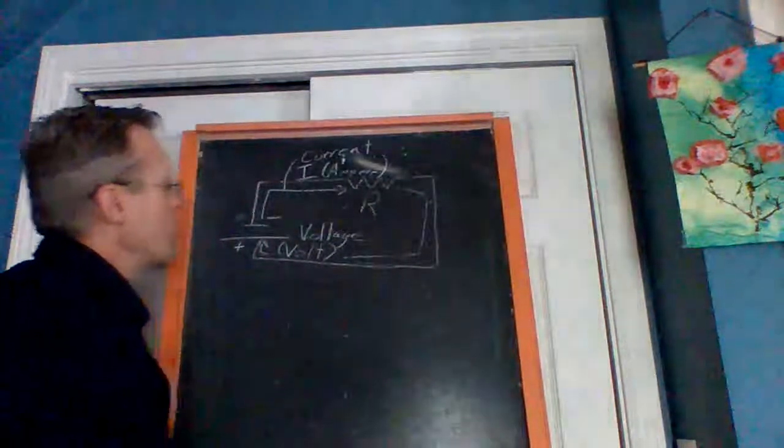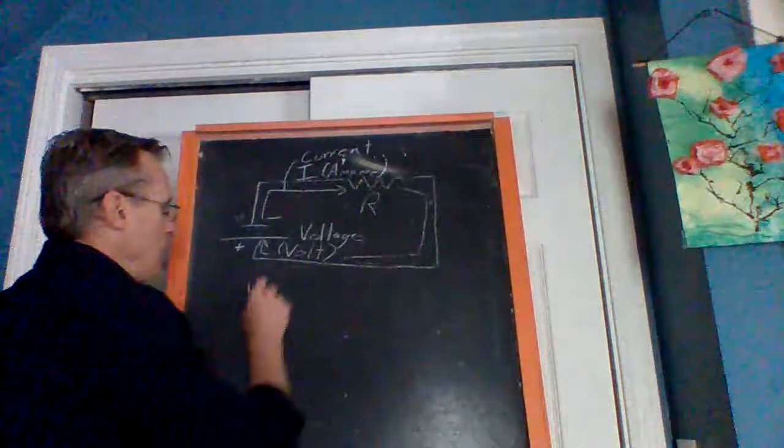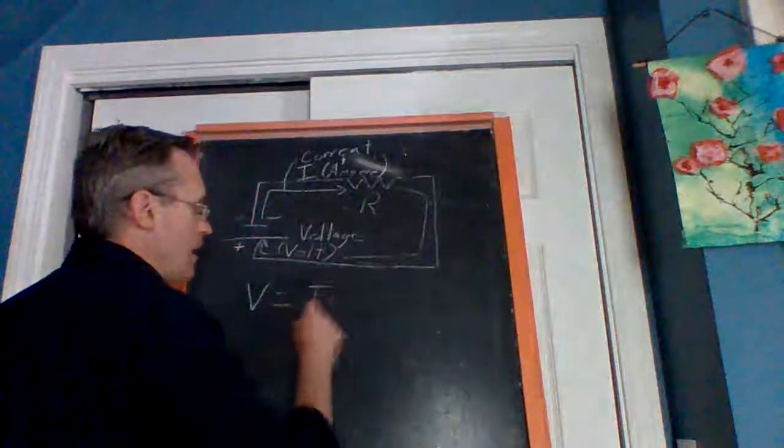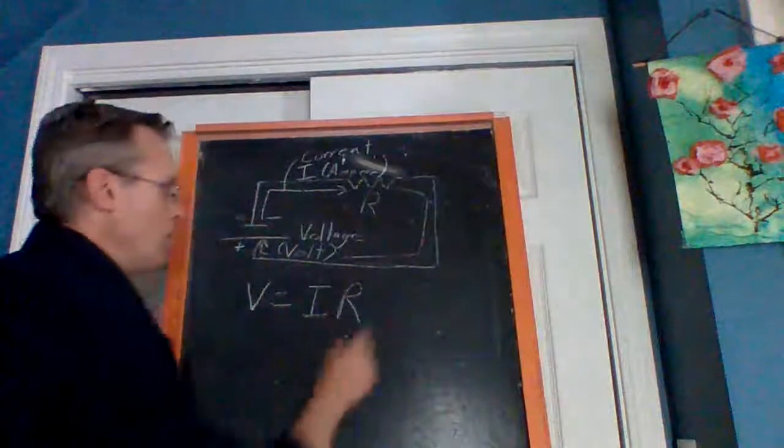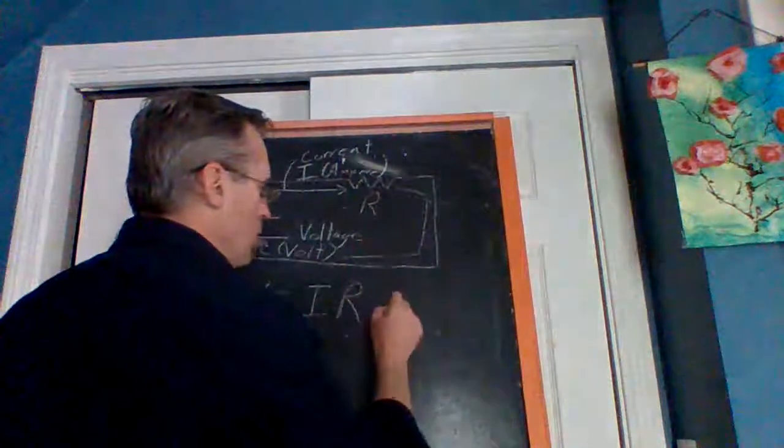Now there's a relationship between voltage, current and resistance that goes like this: V is equal to I times R. And this is called Ohm's law.